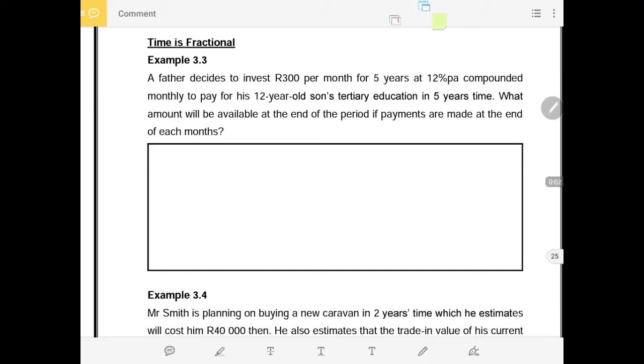Good day, students. Once again, time is fractional, and that is the heading in your handout. I just copied it and pasted it. Now, example 3.3 is where we are.